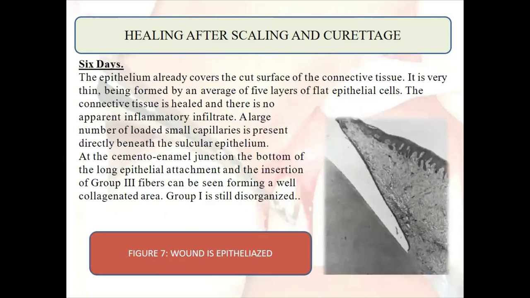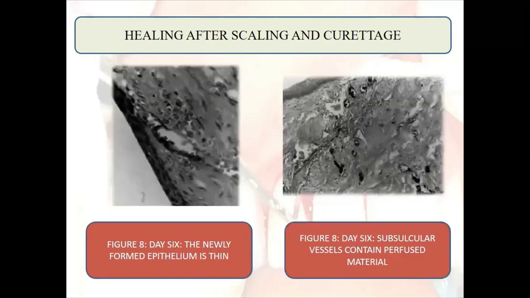On day 6, the epithelium already covers the cut surface of the connective tissue, and it is quite thin and fragile, being an average of around 5 layers of flat epithelial cells. The connective tissue is healed and there is no apparent inflammatory infiltrate. A large number of small capillaries are also present beneath the sulcular epithelium. At the cementoenamel junction, the bottom of the long epithelial attachment and the insertion of group 3 fibers can be seen forming a well collagenated area, and group 1 fibers still remain disorganized. On day 6, the newly formed epithelium is still thin, as you can appreciate in the picture, and subsulcular vessels contain the perfused material which we injected in order to see the different changes.